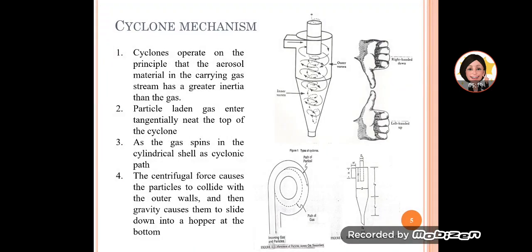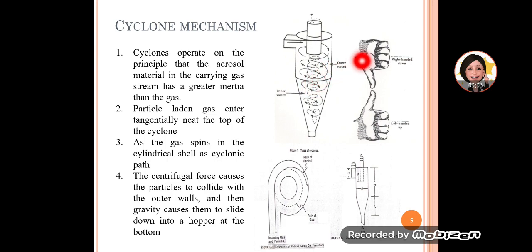So let's look into the cyclone mechanism. The cyclone operates on the principle that the aerosol material, the fine particles or dust materials in the carrying gas stream, has greater inertia than the gas. So the particles have greater inertia. This is how the particles will enter. This is the dirty gas inlet. It is expected to spiral downwards in this motion.